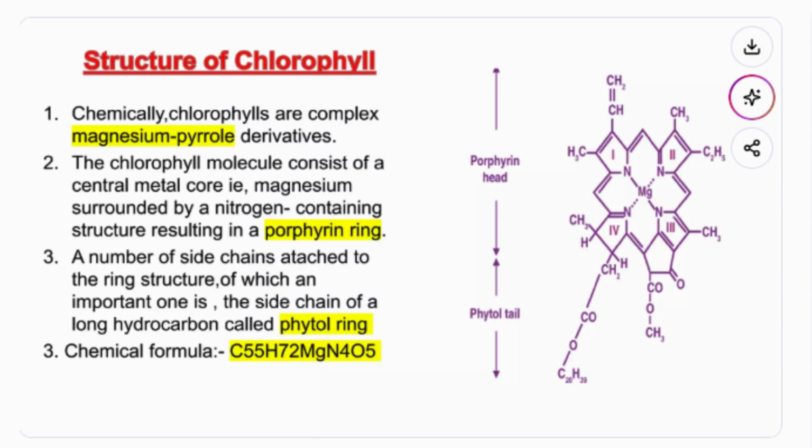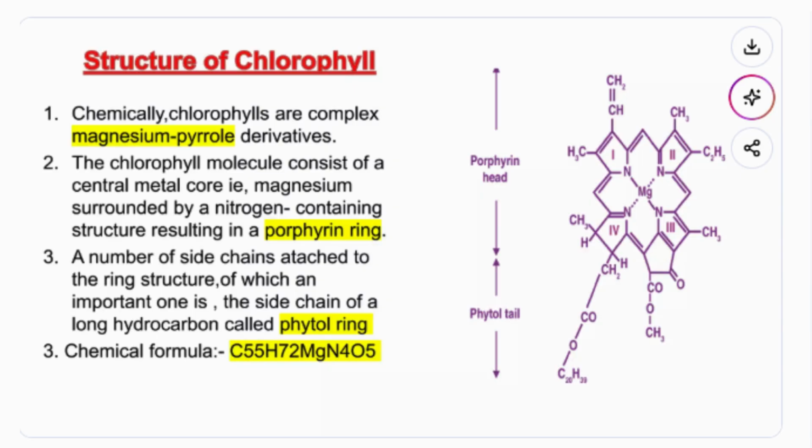Chemically, chlorophylls are complex magnesium pyrrole derivatives. In the picture here, you can also observe the structure of the chlorophyll. The chlorophyll molecule consists of a central metal core. For example, in the picture, you can observe that the magnesium is surrounded by a nitrogen containing structure resulting in a pyrrole ring. A number of side chains attach to the ring structure, of which an important one is the side chain of a long hydrocarbon.